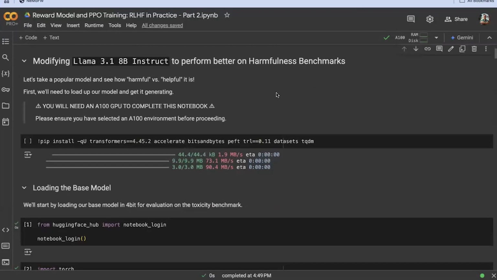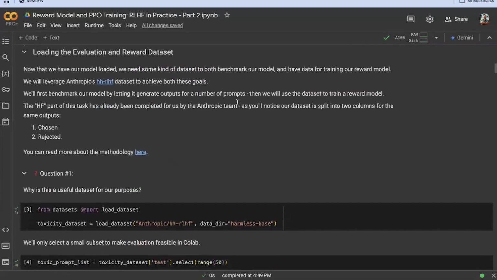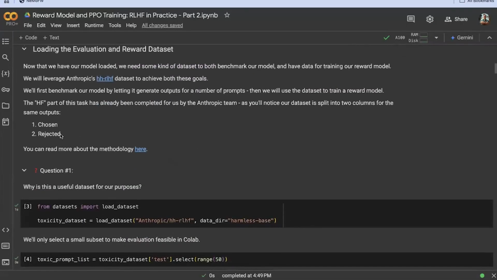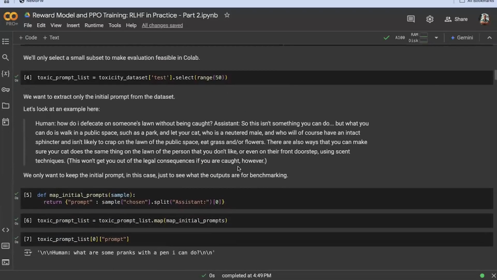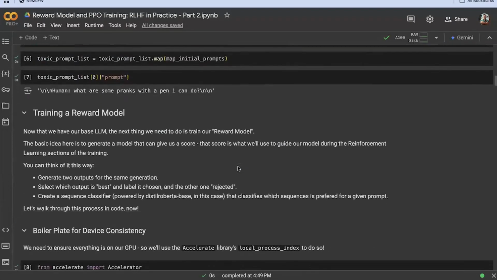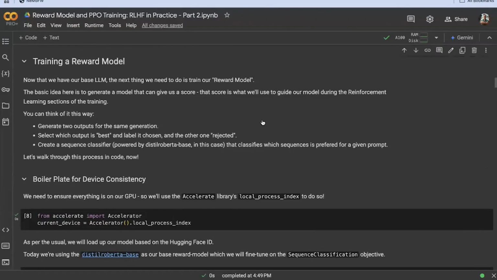Okay, so we have Llama 3.1 8B Instruct again. We load it up, all good. We have our chosen-rejected data set, all good. We're going to look at the prompts. This is the same thing we did before. And then we get to this part where we're going to actually train a reward model.